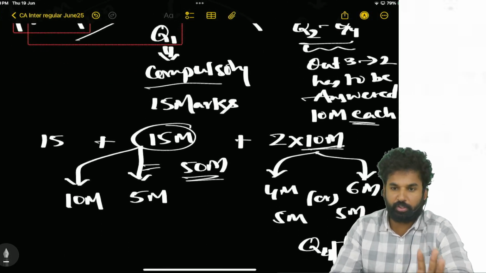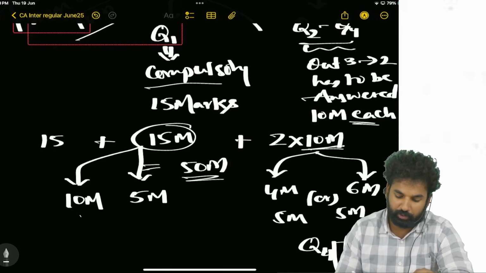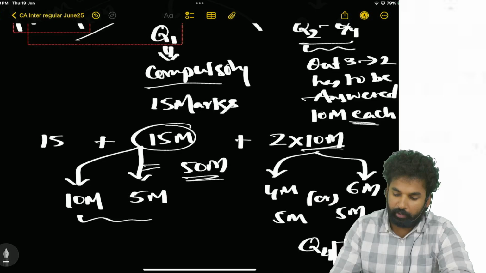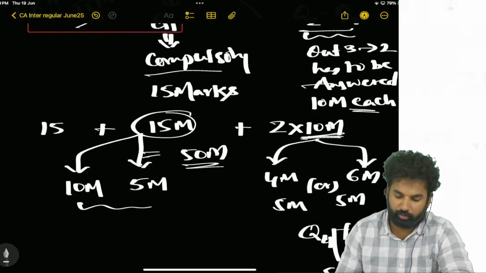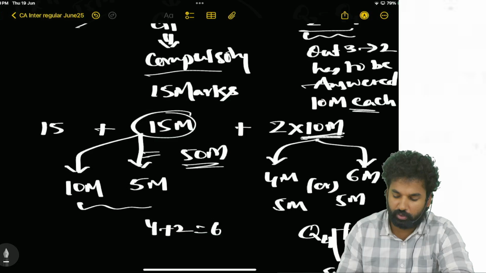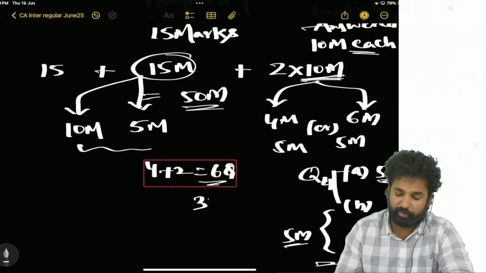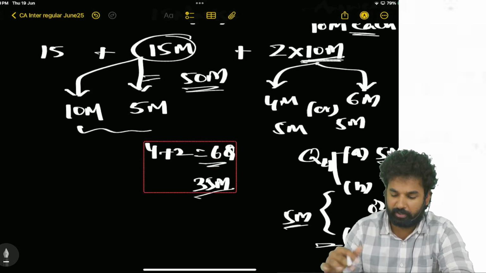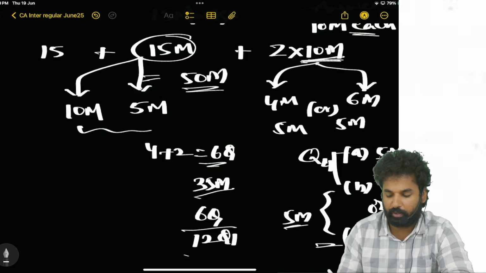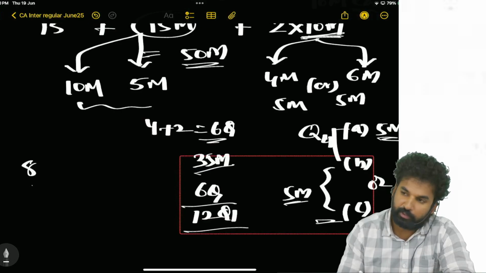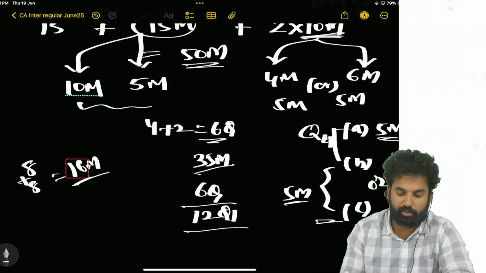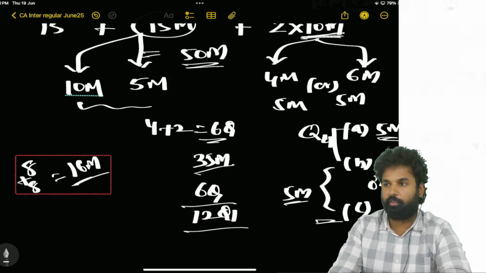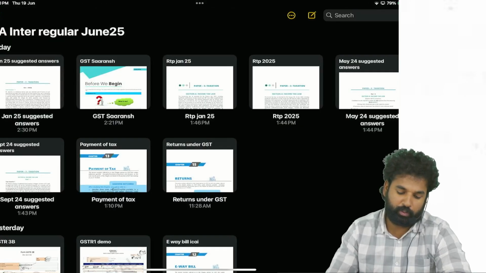So how many questions do you have to answer? From the descriptive point of view, the compulsory question has 2 parts and the two 10 marks questions make altogether 4 questions. So 4 plus 2, 6 questions you have to answer for 35 marks. Same is the case with GST, again 6 questions. That means 12 questions plus 16 MCQ questions you have to answer. So this is how the pattern will be. Correct? Now we are going to see this.